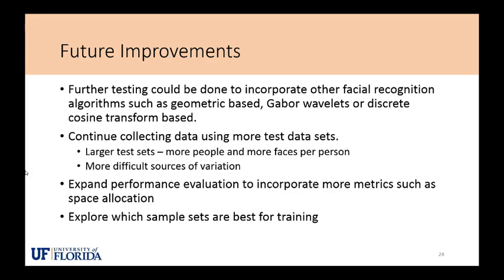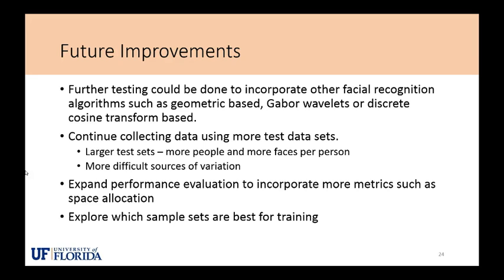Another thing that we could do to improve our test is to use more test data sets. We could use larger test sets, and we could also use more difficult tests that have different sources of variation as well. We could also expand the performance evaluation to incorporate other metrics. So today we tested the training time, the testing time, and the accuracy. We could also look at space allocation, so how much space is allocated during testing for these algorithms, how much space it takes to store the training set. I think those would be really good and useful to a lot of people.